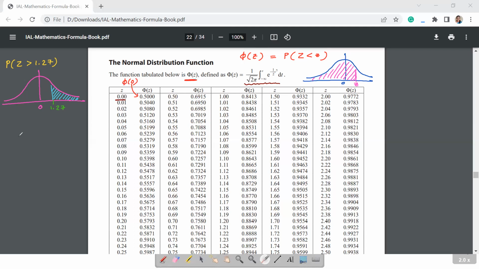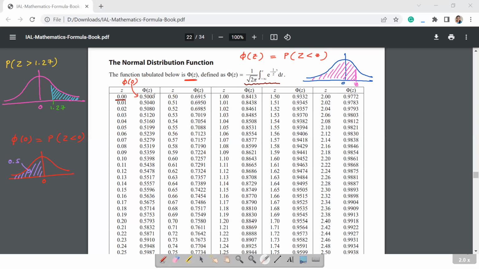So what is phi 0? Phi 0 is the probability that z is less than 0, right, guys? And you can see here, this is the mean value 0. So less than 0 means we are talking about this area, right? And it makes sense that this area is actually 0.5. Can you guys understand?